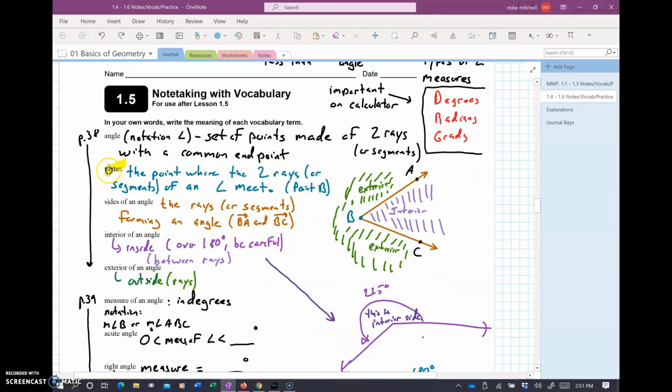Again, so the vertex of the angle, that's right there, color coordinated with the definition here, where the two rays or the two segments, the two sides meet. The sides of the angle are in brown. They call them rays here. In a triangle or something like that, they're going to be segments. There's one ray, there's the other ray. Again, you can see that common endpoint of B.